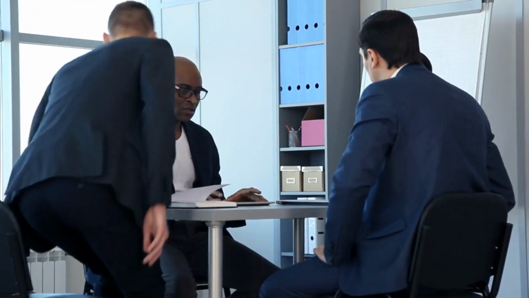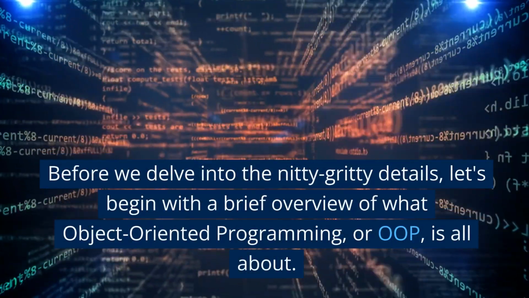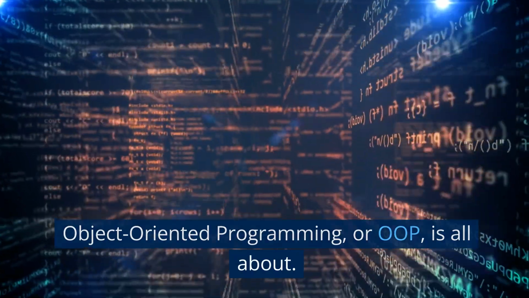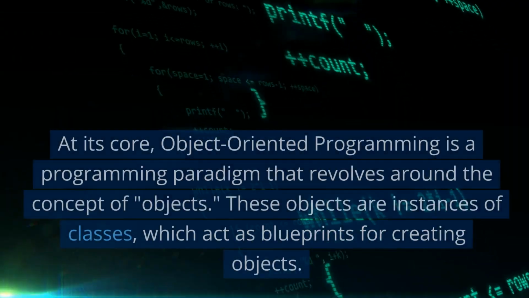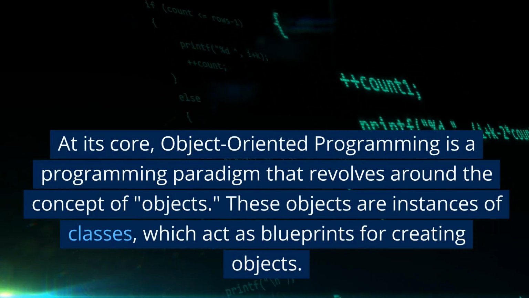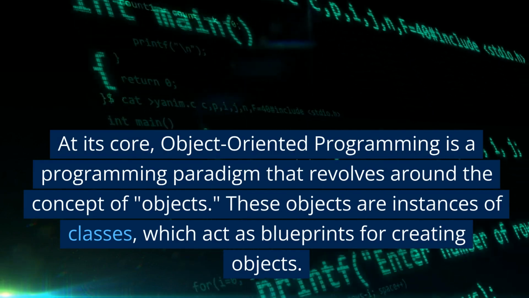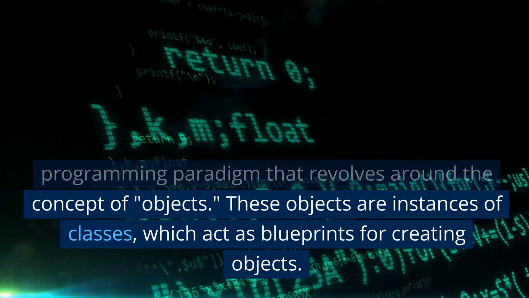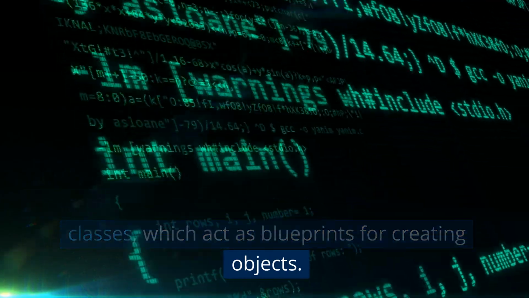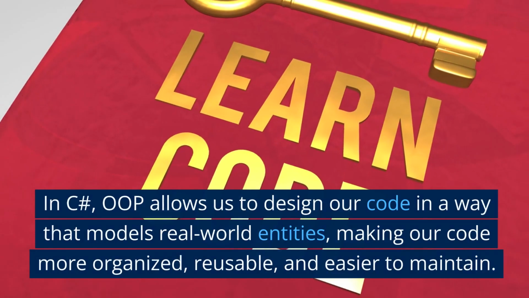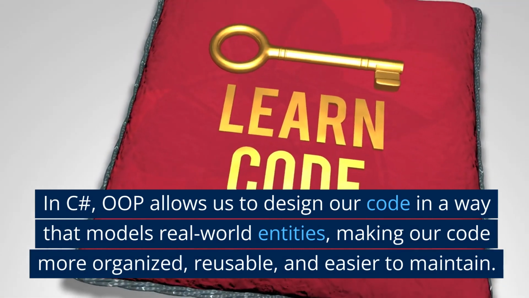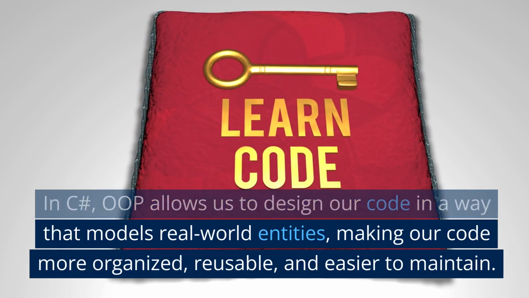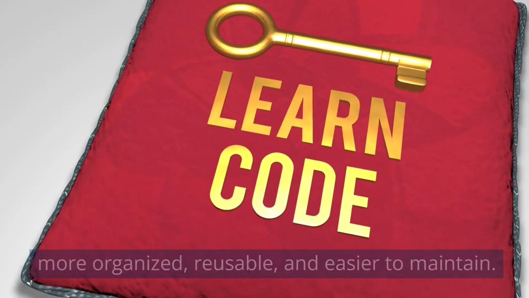Let's get started. Before we delve into the nitty-gritty details, let's begin with a brief overview of what object-oriented programming, or OOP, is all about. At its core, object-oriented programming is a programming paradigm that revolves around the concept of objects. These objects are instances of classes, which act as blueprints for creating objects. In C#, OOP allows us to design our code in a way that models real-world entities, making our code more organized, reusable, and easier to maintain.